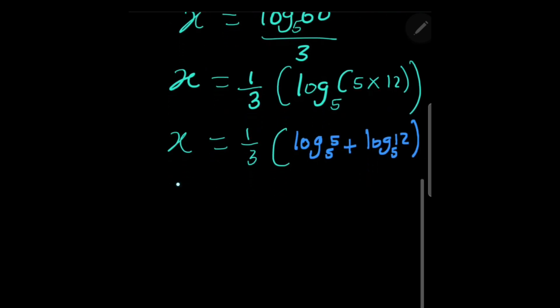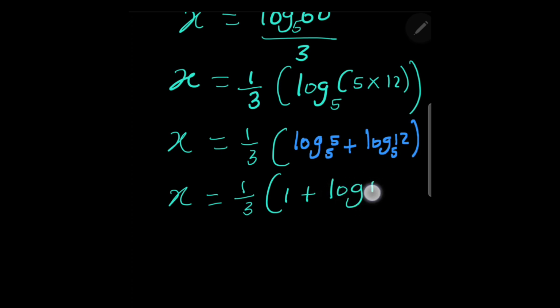So now we're going to simplify further. We are going to have x equal to 1 all over 3 into the bracket of log 5 to base 5. Remember, the logarithm of a number to its own base is the same as 1. It's going to give us 1, then plus log 12 to base 5, which is still the same as log of 12 to the base of 5.